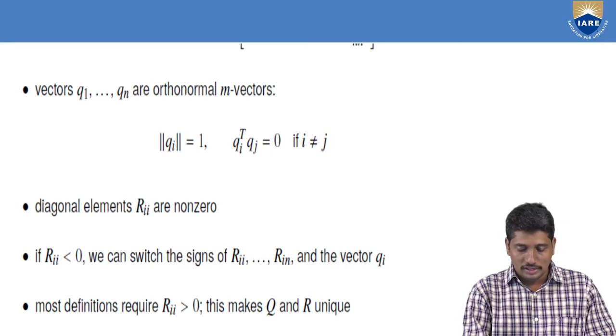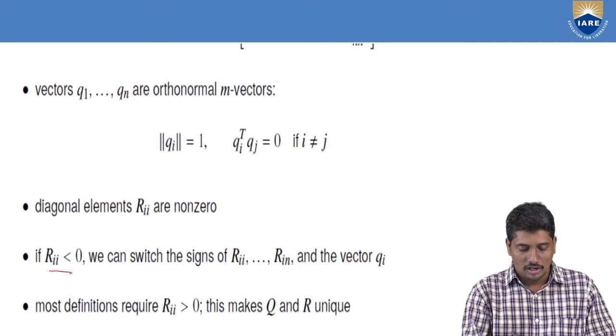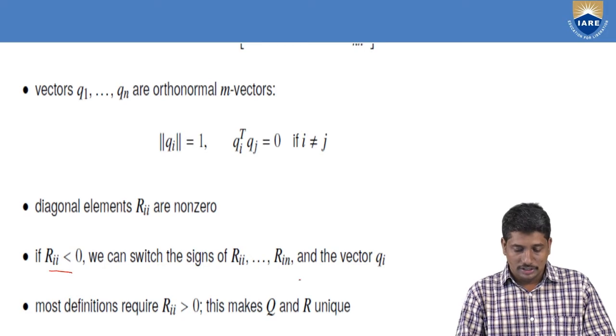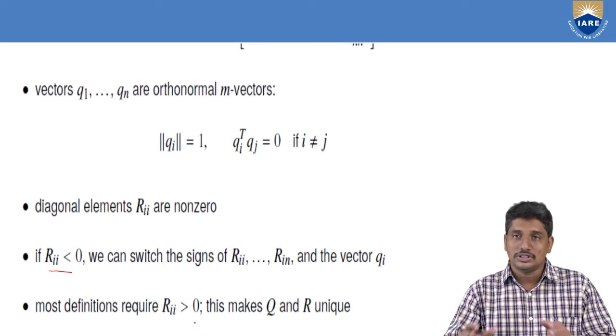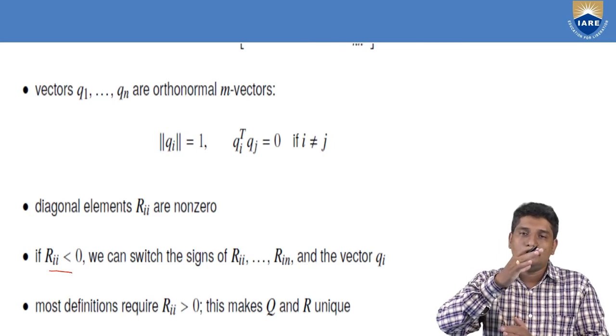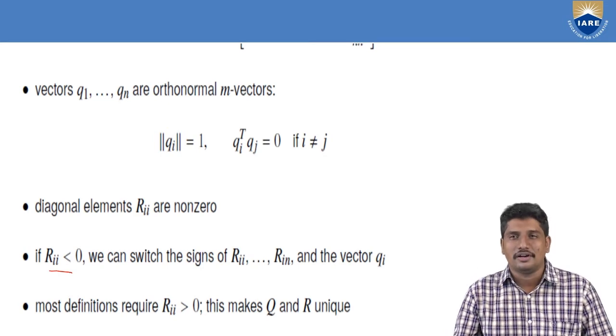And if all the elements lying below the diagonal are 0, that is represented with the line Rij equals 0 for i greater than j. If Rii is less than 0, we can switch the signs, so that Rii is greater than 0. That means we can summarize that if the elements lying below the diagonal are zeros, then it is called an upper triangle matrix.